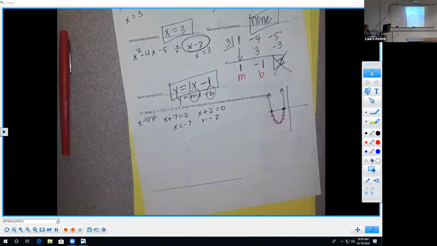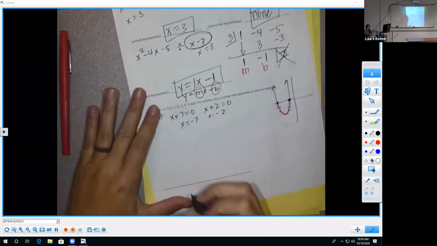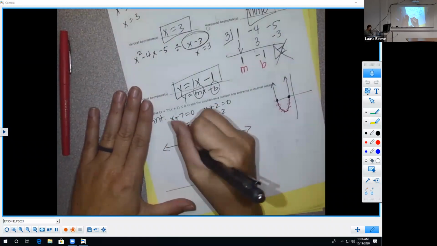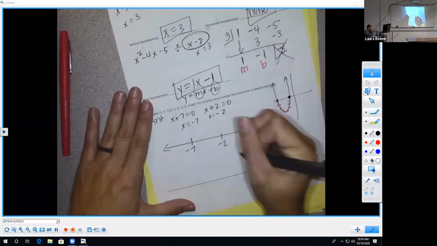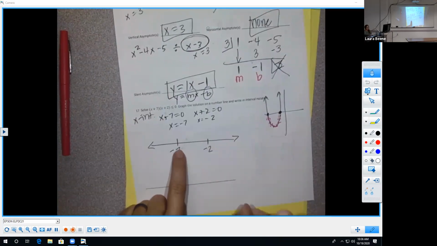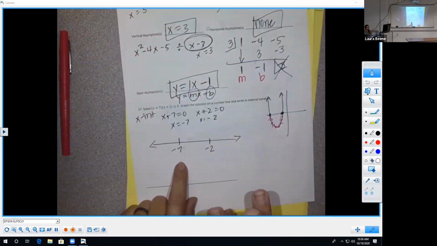Okay, so those are the changing points at the x value of -7 and at the x value of -2. I'm going to go ahead and put those on a number line. I have -7 here. I have -2 here. So these are the changing points. That means I have 3 different intervals for my graph here.